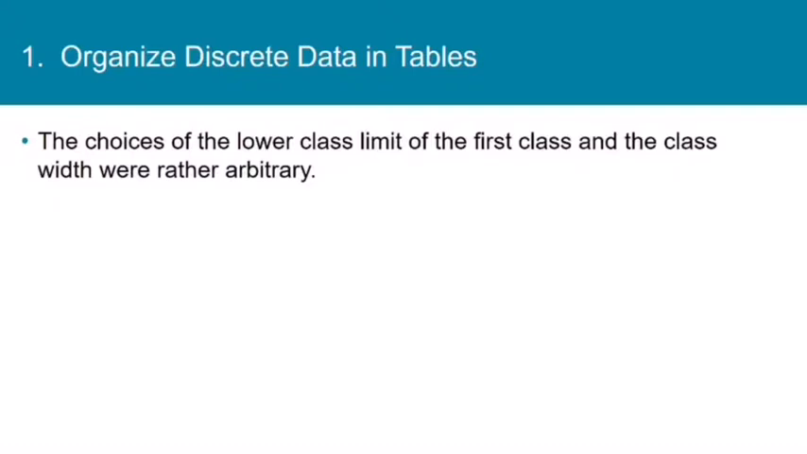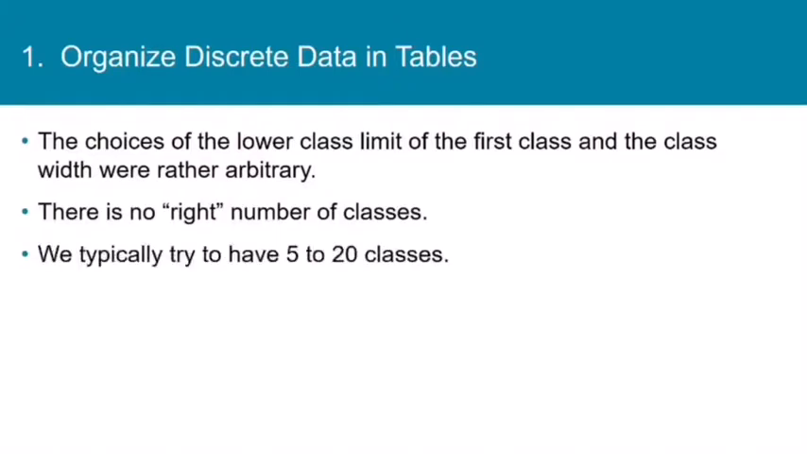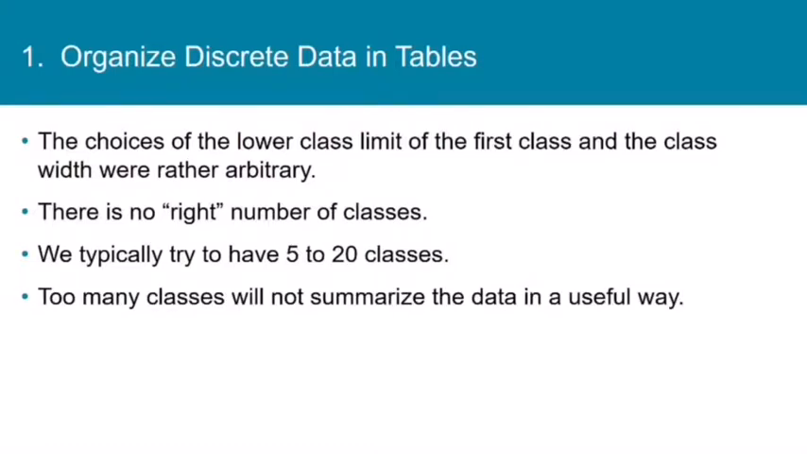So the idea of making a frequency table is all about using convenient values that make it easy for your reader to understand how the data are laid out. There's no right or wrong number of classes, although we do typically try to have 5 to 20 classes. A larger data set will require more classes, and a smaller data set can get away with fewer classes. If you have too many classes for your data set, then the frequency table won't summarize the data in a useful way.